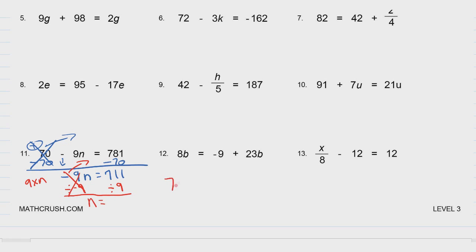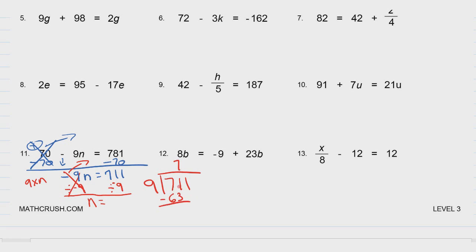So you have 711 divided by -9, but I don't care about the negative yet. 9 goes into 71. Well, 8 times 9 is 72, so this must be 7. 7 times 9 is 63.